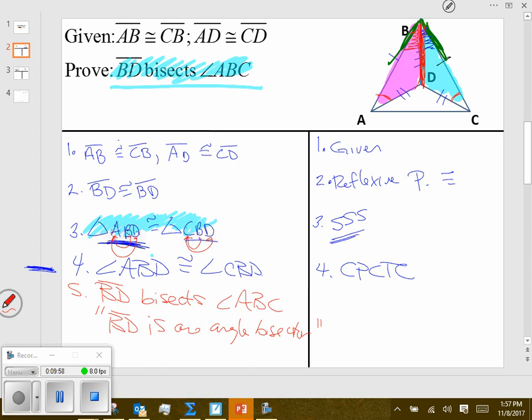So I said BD is a bisector. How do I know that? Because I know what it means to become a bisector, right? I know what the definition of a bisector is, and by knowing that definition, I can classify things as being bisectors. So this is going to be a definition of an angle bisector. Okay, definition of an angle bisector.